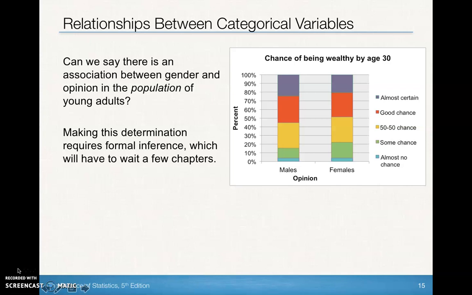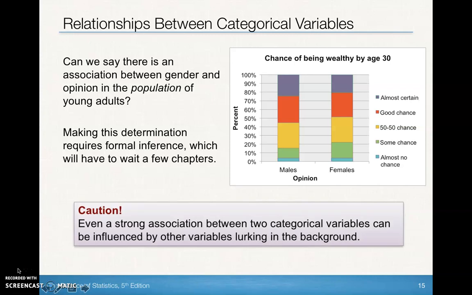It doesn't mean that they are associated as in they look the same, but it means does it matter whether or not you're male or female to get the same outcome? If being male and being female gets a completely different outcome for a category, then there is an association. Your gender influences your chance of being wealthy. But be careful. Even though there's an association between two categorical variables, it can be influenced by other variables lurking in the background. You always want to think about what other variables could influence your data.